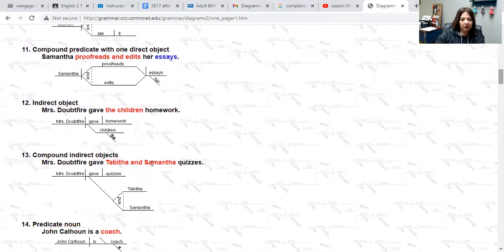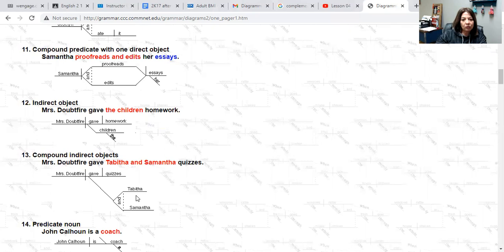Indirect object goes below the verb, and it goes in the order of, first of all, you find the direct object. After that, then you look for the indirect object. You must have a direct object to have an indirect object. So Mrs. Doubtfire is your subject, gave what? Homework. Homework is your direct object. Then to whom or for whom? The children. And so that's how you do it. Once again, you don't have to do the adjectives or adverbs.